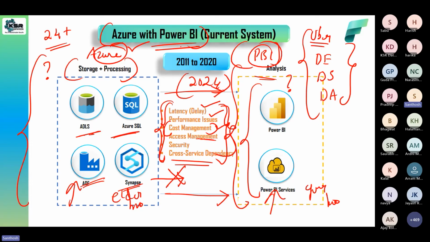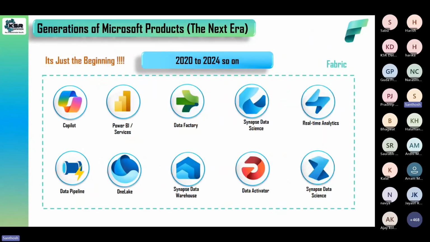That is where over the last 3 years, 2020 to 2023, with so much dedication and effort, Microsoft people have come up with one unified platform, and that next era is going to be the Fabric. From 2023, the Fabric has been in the market. It's 1 year down the line, we will see a lot of things happening.